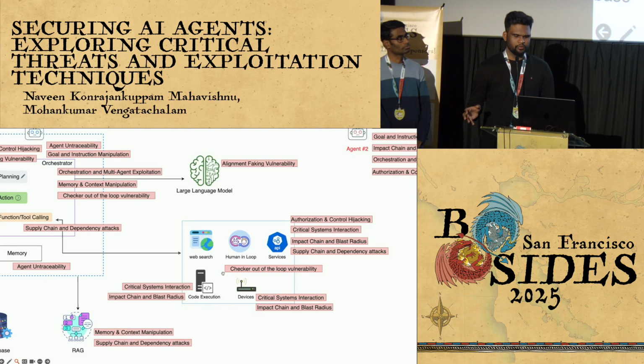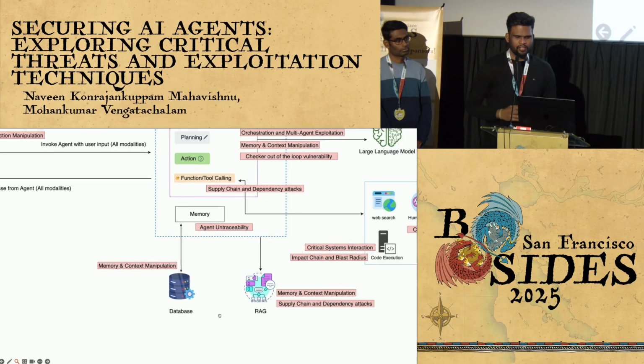During tool invocation, the orchestrator can invoke other tools such as web search, third-party APIs, or even talk to other devices that are connected to the agent, which opens up the risk to various attack vectors, such as critical system interaction and supply chain attacks. It can also increase the blast radius, because if something goes wrong, it will affect the connected devices as well.